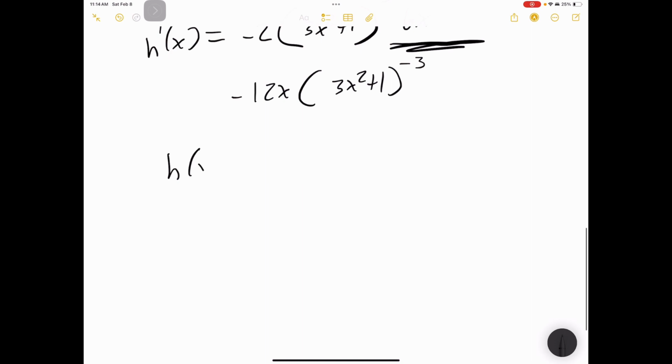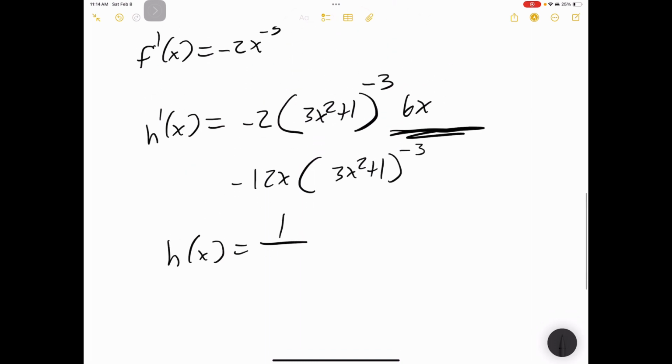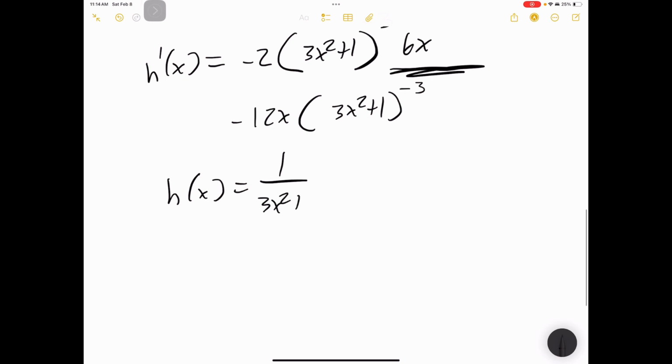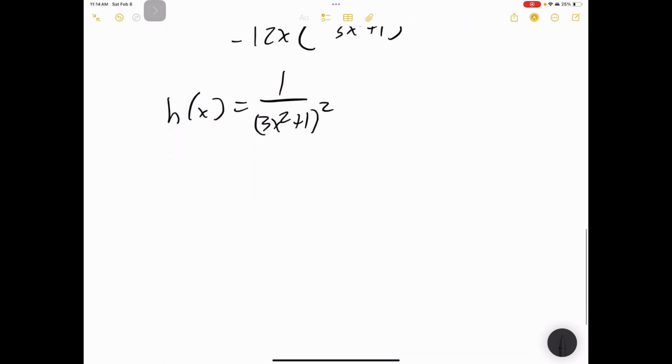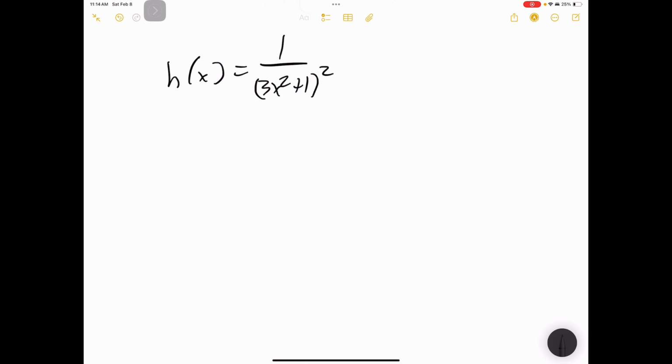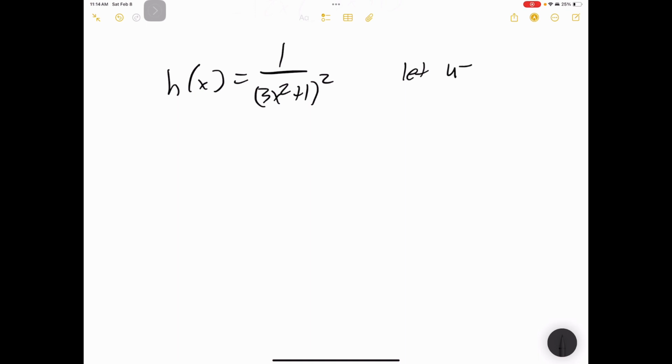And now there's an easier way of thinking of these things, so let's do this example again. Let's say h of x is equal to 1 over (3x squared plus 1) squared. There's an easier way of thinking about this. You can use the direct definition like we just did and get the answer, or you can say we have the derivative of the inner function multiplied by the derivative of the outer function. And we can use that second notation to say this. Let's let u equal 3x squared plus 1. Then du dx, the derivative of u with respect to x, is going to be 6x.